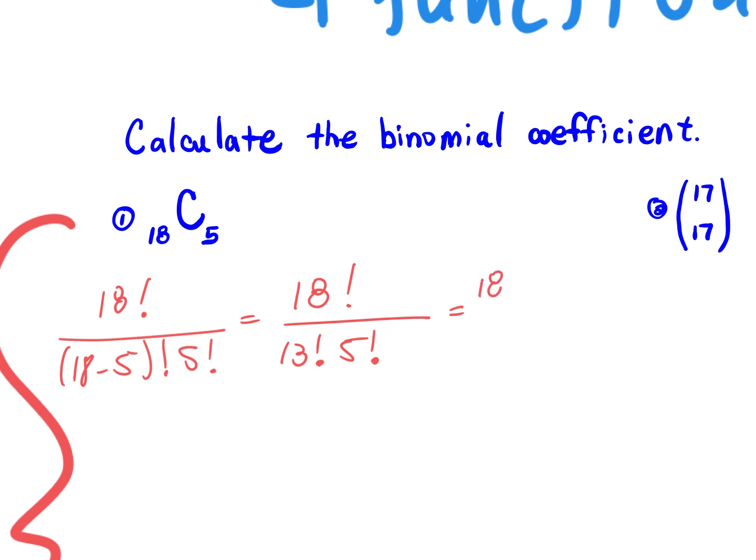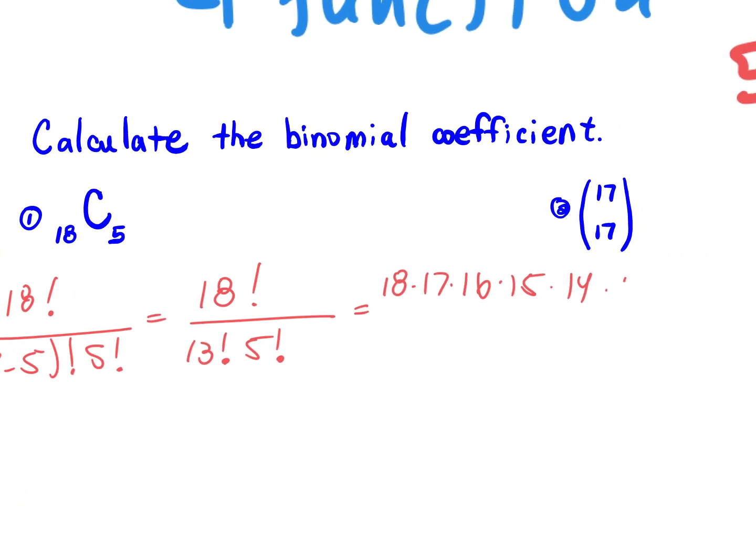Then we go one step further. We have 18 times 17 times 16 times 15 times 14 times 13 factorial. Why can I stop there? Because you have one on the bottom. Do I still have 5 factorial left on the bottom? Yes, I still have 5 times 4 times 3 times 2 times 1. I would not try to put all of this in your calculator at one time. I would cross off here, and then I would simplify.